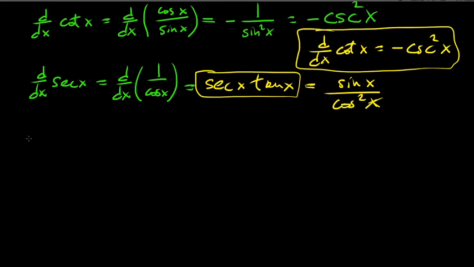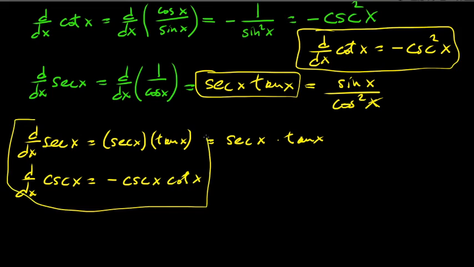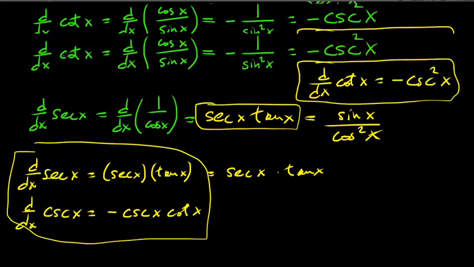Right. So, yeah, let me just write that down. So the derivative of secant is secant times tangent. And, we can forego the parentheses. Secant times tangent. And finally, the derivative of cosecant is negative cosecant times cotangent. So that's all of them, right? So that's all 6 trig functions.